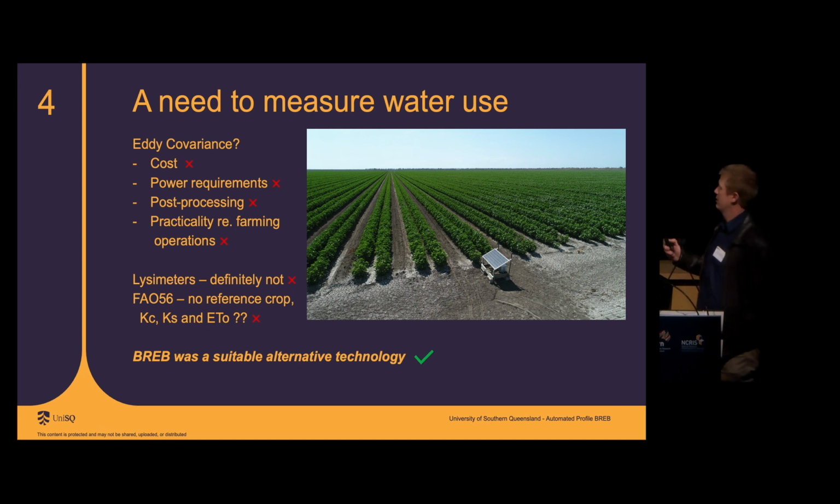So one of the options that came up was using BREB, Bowen ratio energy balance, which was a technique that was first proposed about 100 years ago. In recent decades, it's fallen by the wayside because eddy covariance has been very enthusiastically adopted. But we went back to BREB as a technological option that could give us some really good quality water vapor fluxes.